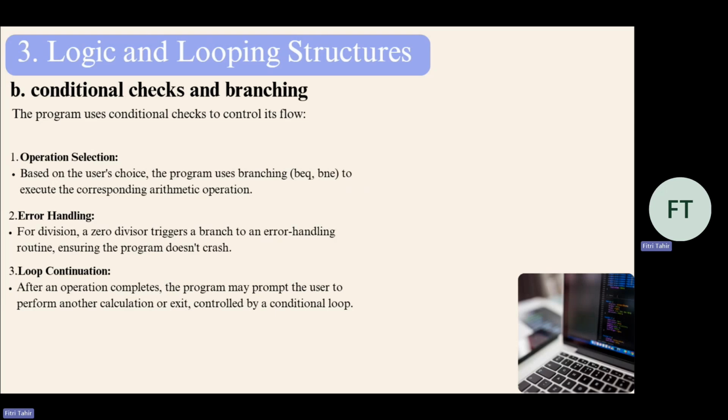And the second one is error handling. For division, a zero divisor triggers a branch to an error handling routine, ensuring the program doesn't crash.